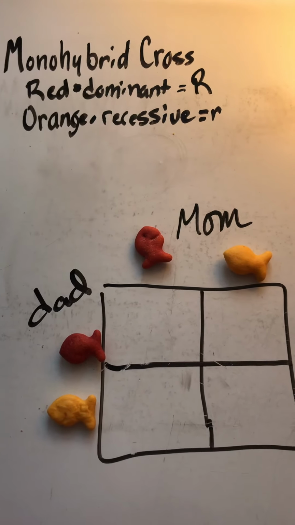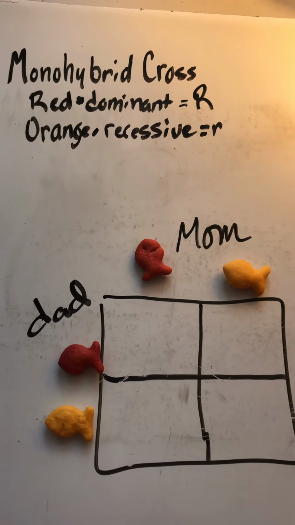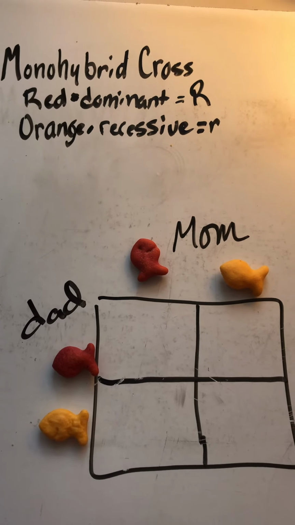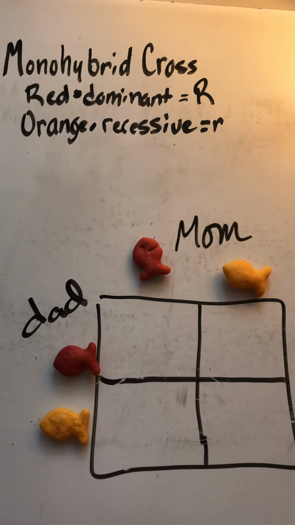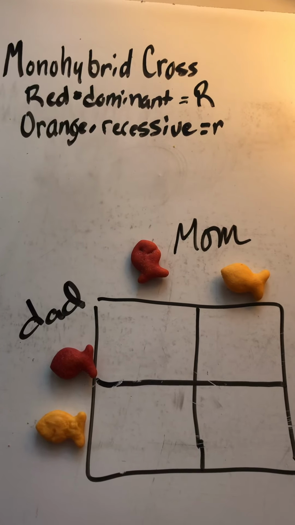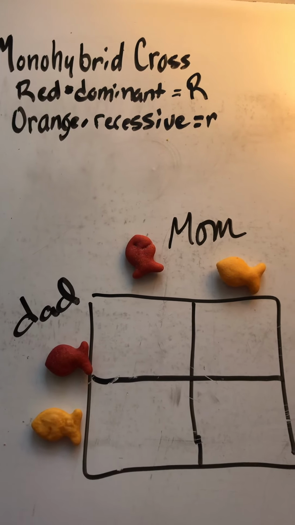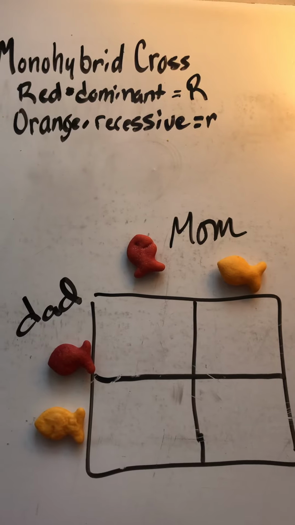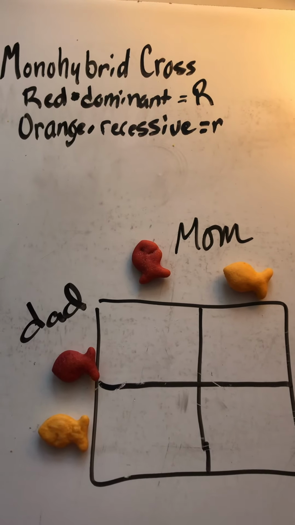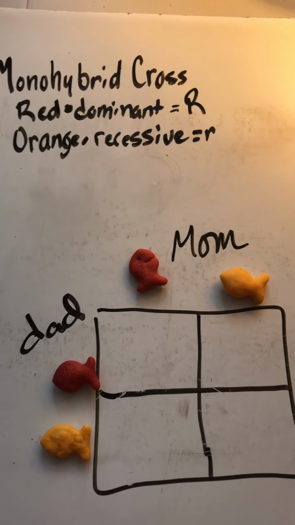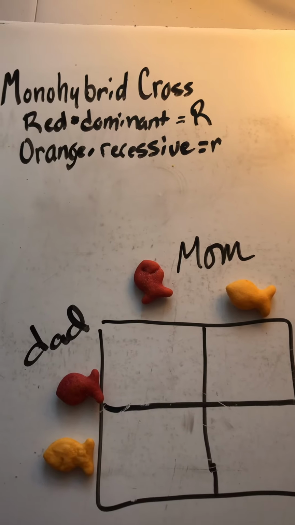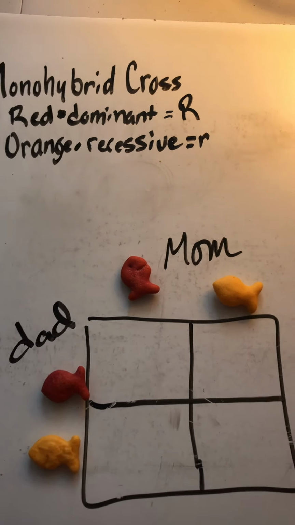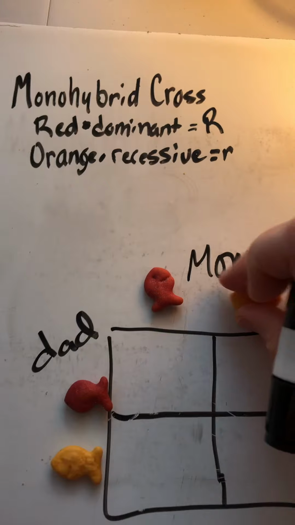Right now we're just going to do a really quick demonstration here using goldfish crackers as alleles to map out what exactly happens during a monohybrid cross. This is one way we can study Mendel's law of segregation when we're looking at genetics and predicting the future offspring that might happen when we have two parents reproducing.